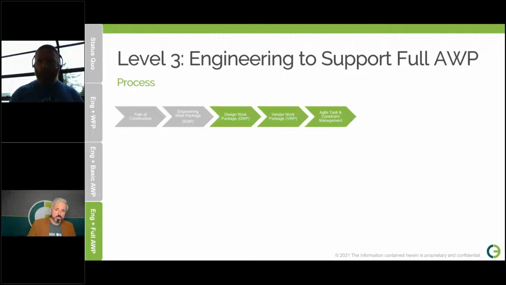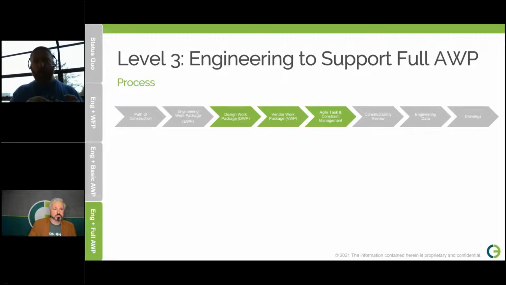So at this stage, we're still seeing the first couple of things. We're still seeing path of construction. We're still talking about engineering work packages, but we're now taking that a step further to develop this in a way that engineering can get benefit out of it. So engineering is finally using AWP to benefit themselves directly.